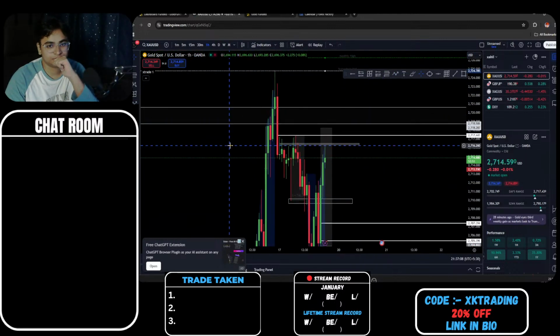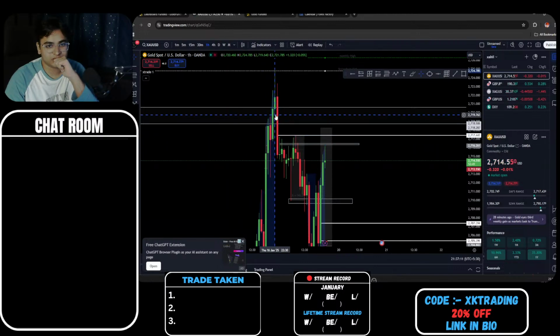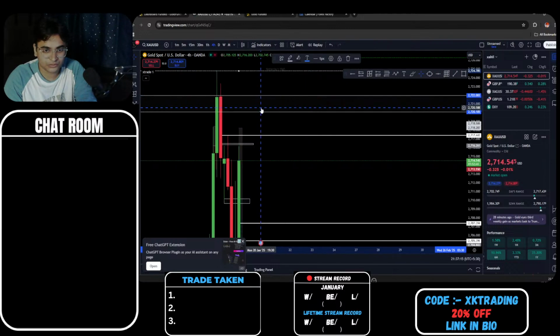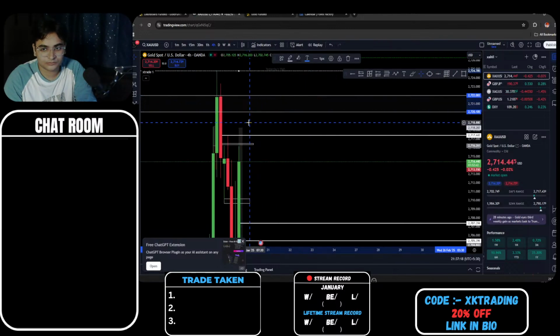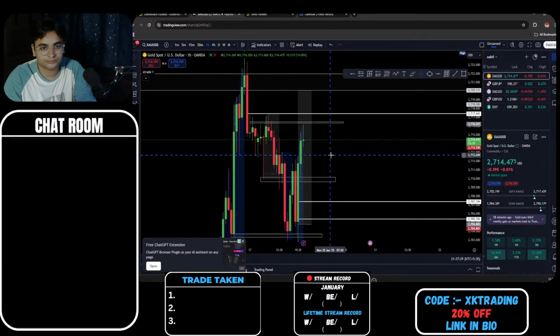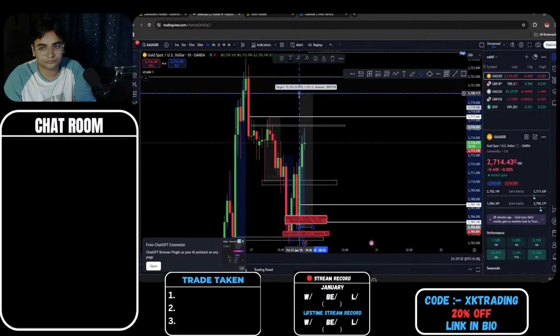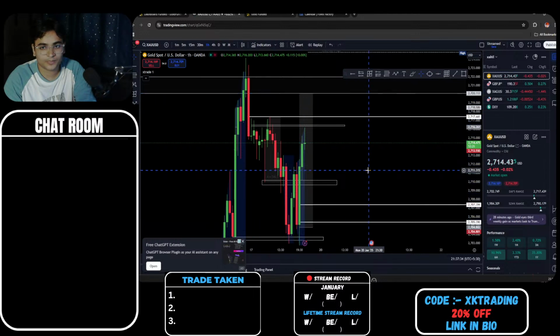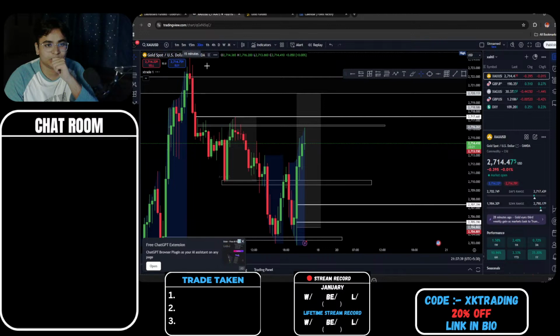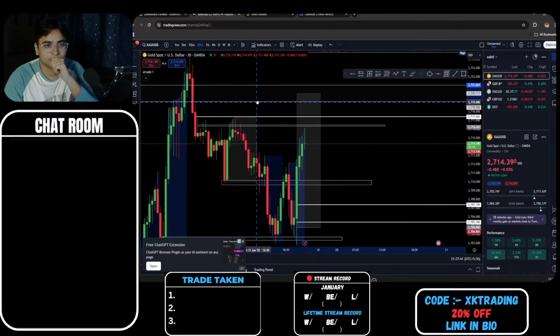So overall, I'll be closing the full trade. Let me jump to the 4 hour again. I will unlock this. Okay, 2720 should be the overall close of all trades.